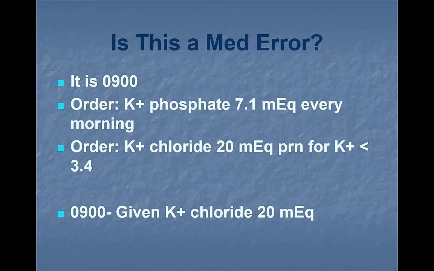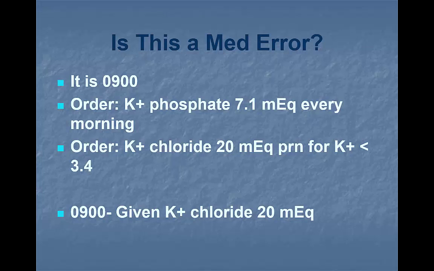Is this a med error? It's 9 o'clock. The order is for potassium phosphate, 7.1 milliequivalents every morning. Now remember, the nurses put whatever they think is mornings, usually about 9 o'clock med times. The doctors don't put that usually. Or you also have an order, potassium chloride 20 milliequivalents, PRN, for potassium less than 3.4. It's 9 o'clock, and what was given is potassium chloride 20 milliequivalents. So would you consider this a med error, and why?